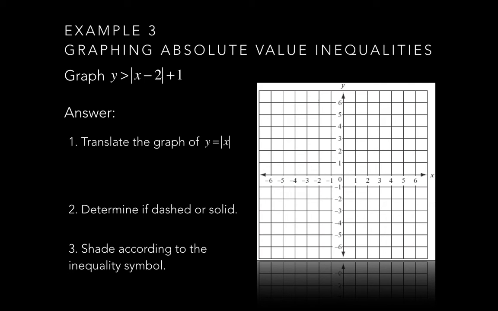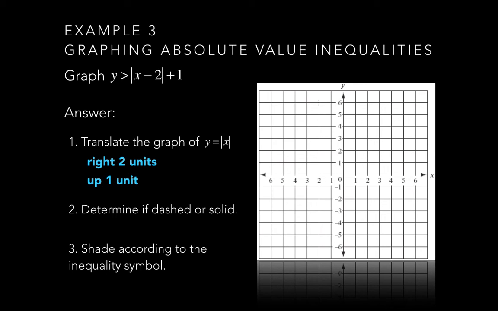So looking at this graph, we have to remember we're looking at y values greater than the absolute value of x minus 2 plus 1. We have to figure out, okay, how are we translating the parent function here? Well, we would be translating it by moving right 2 units because we're subtracting 2 inside of the absolute value bars. And we're going to move up 1 unit because of the plus 1 outside of the absolute value.